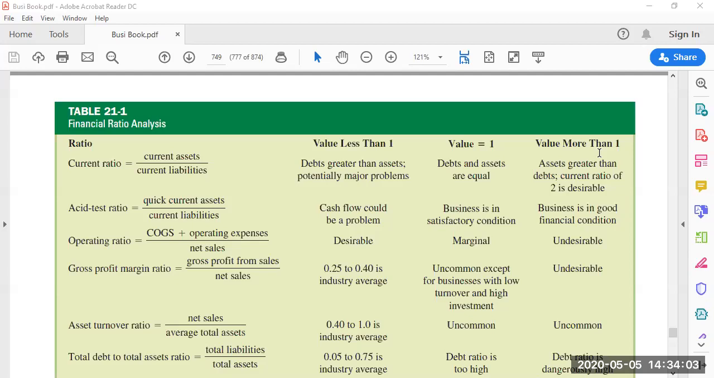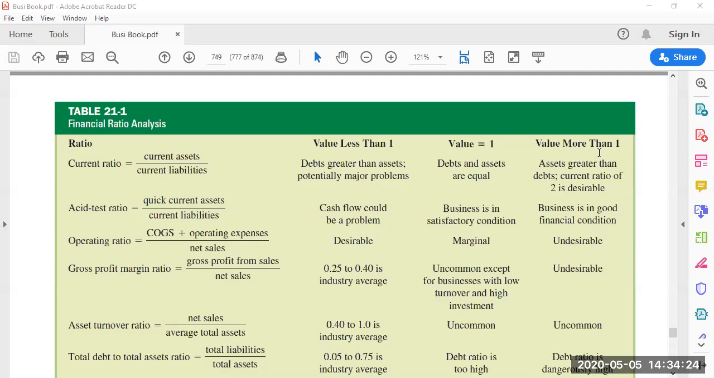Not desirable. Now you might think, oh my goodness, gross profit, that should be great, the largest number. No, not really. So we have to look into these numbers to really make sense of what's happening. You're dealing with gross profit from sales divided by net sales and trying to determine how that should look.